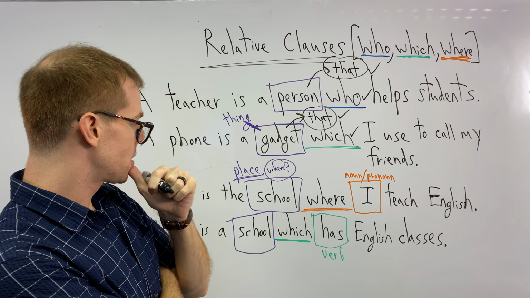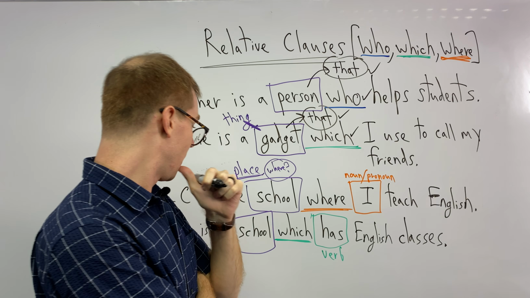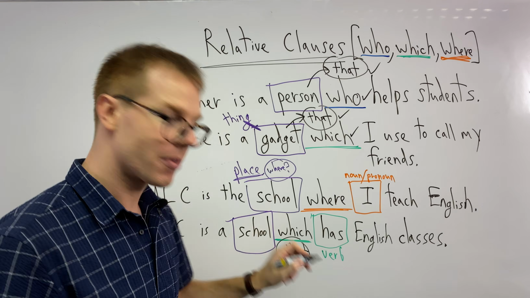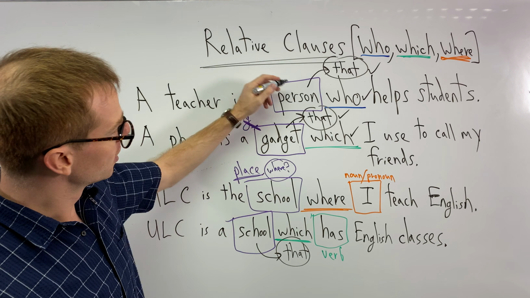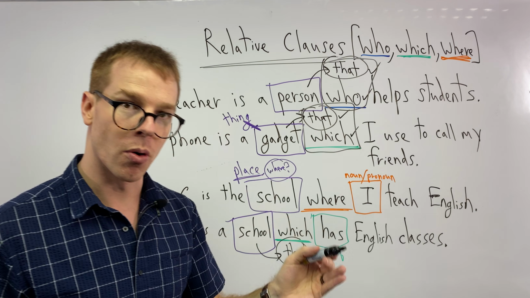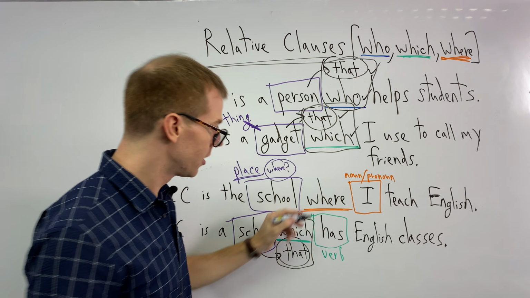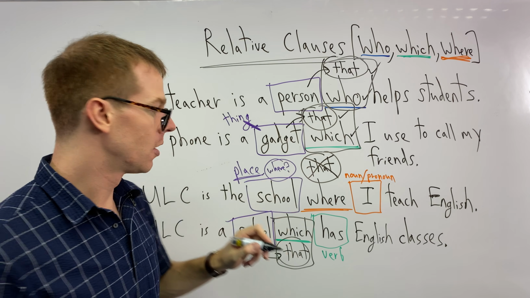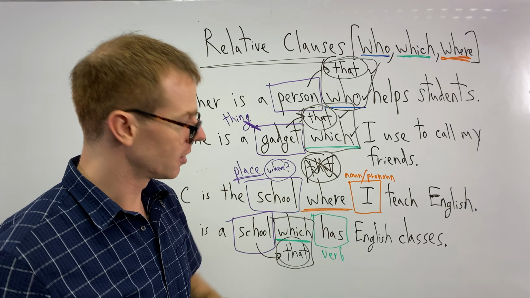Just let's see this one. Okay, ULC is the school that I teach English. ULC is a school. Oh, here, remember the which? Again, which. If we're using which, that is okay, right? Is a school that has English classes. So again, these two, who, that, both okay. That, which, both okay. But this situation where you cannot use that. For the word where, you must keep the same word. Do not change. All right?